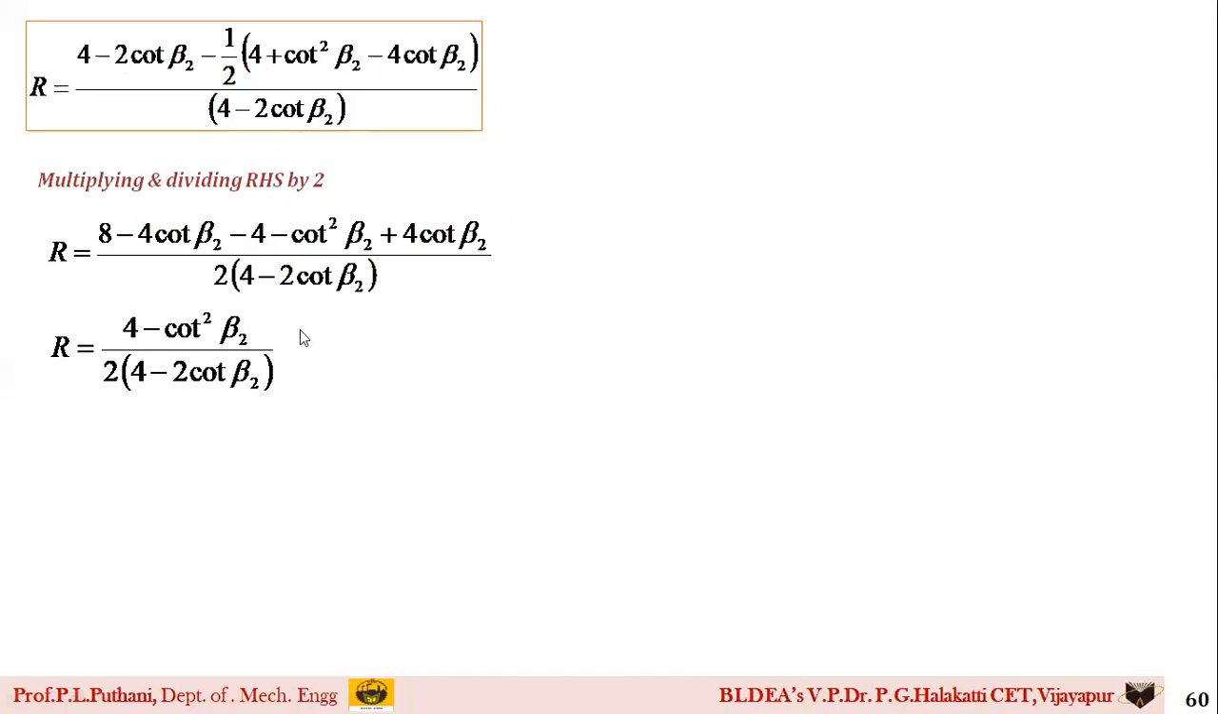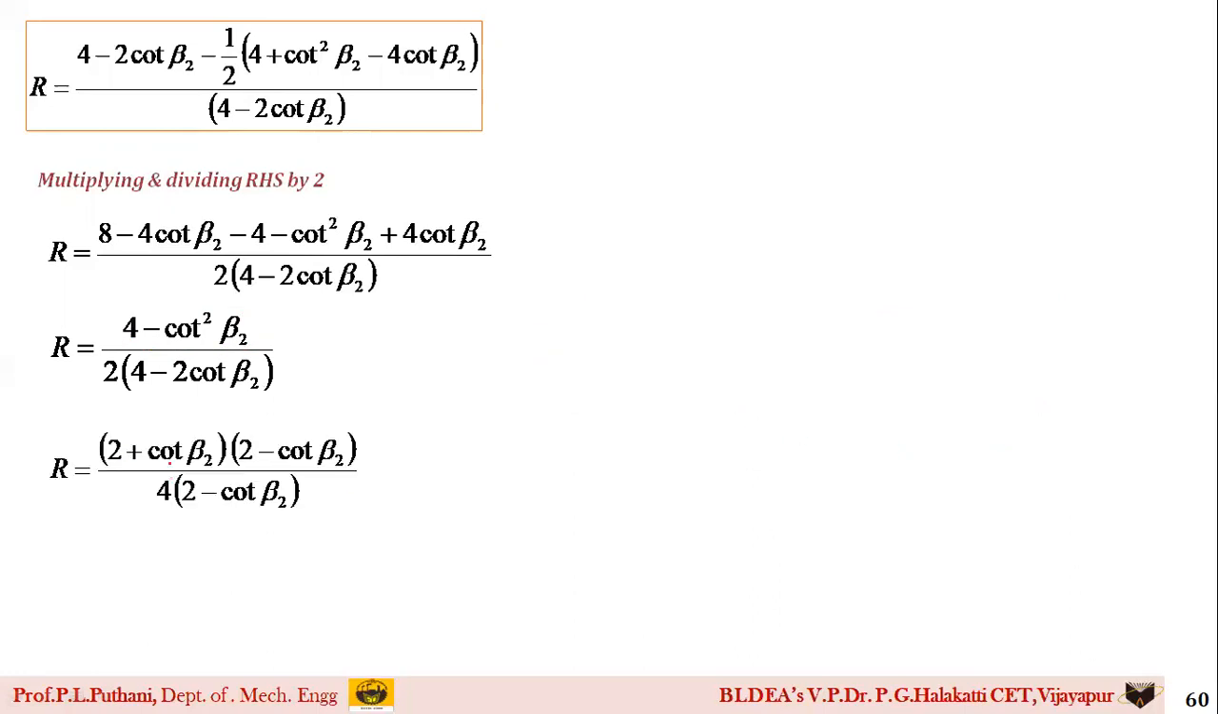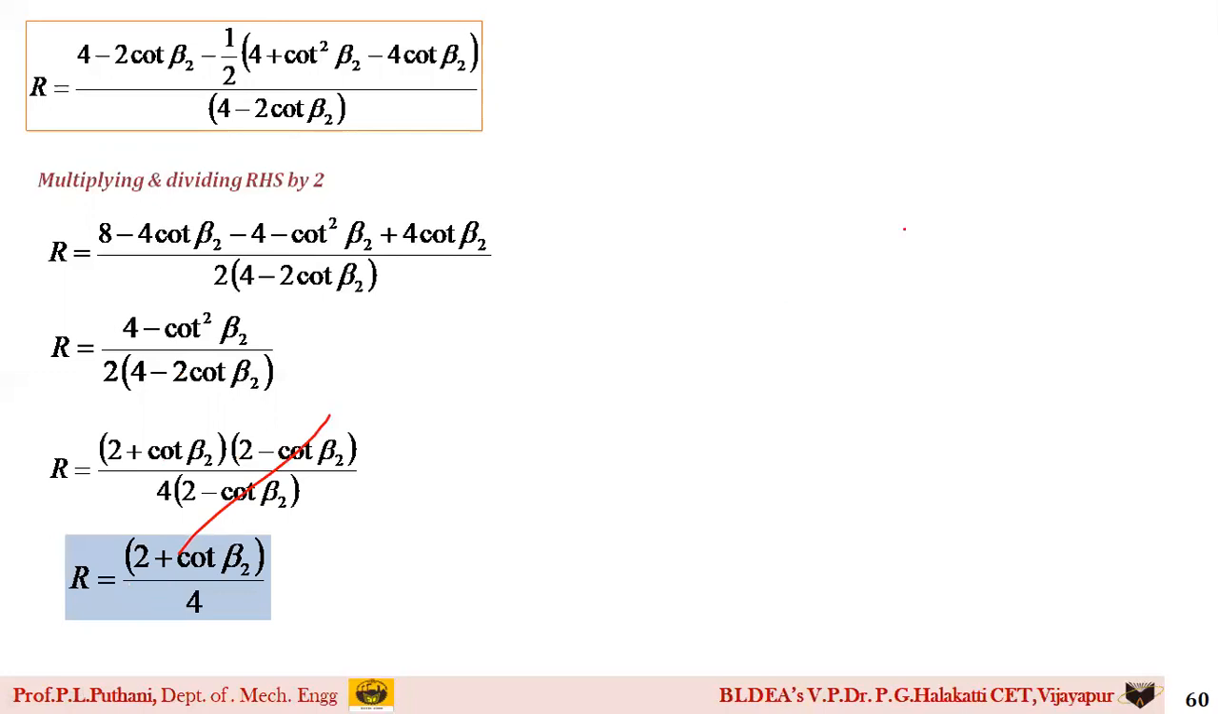If you observe this term carefully, it is in the form of a square minus b square, which is equal to (a plus b) into (a minus b), right? Now R is equal to 2 plus cot beta 2, where a square is 2 square, minus b square, which is cot beta 2 whole square. 2 plus cot beta 2 minus cot beta 2, these two get cancelled. And the remaining expression is what he had asked us to prove.